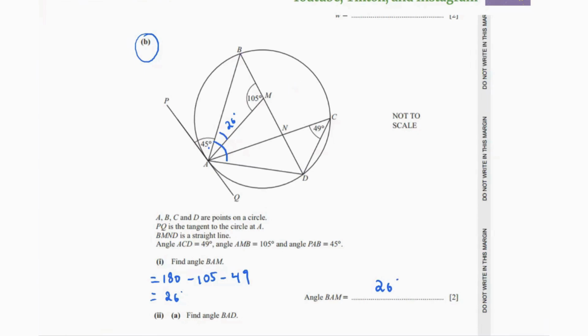And we can see that we can use the alternate segment theorem again on triangle BAD. This was 49 and this will be 45. This is the same as this. So we can find BAD: 180 minus 45 minus 49. That equals 86 degrees.